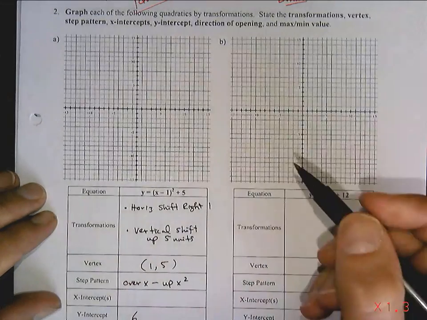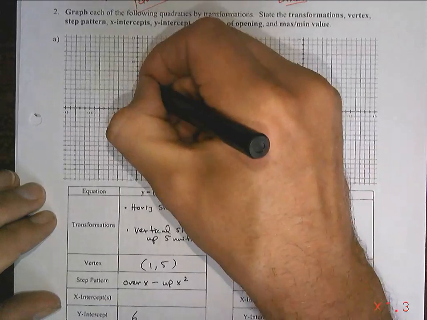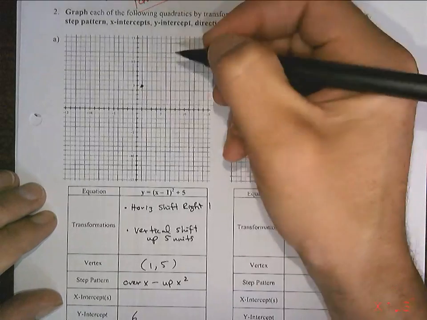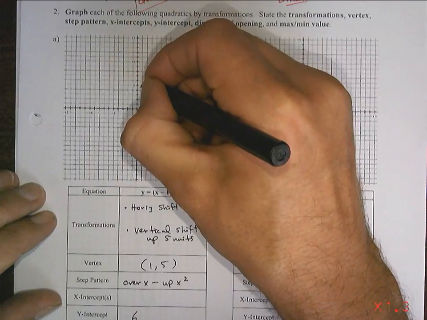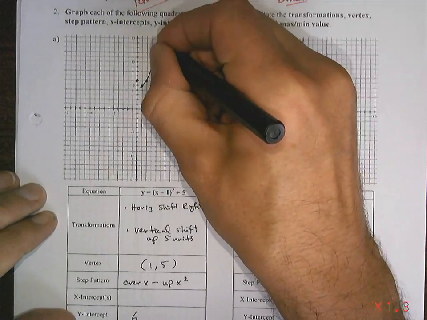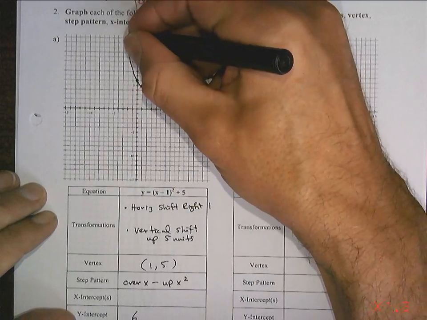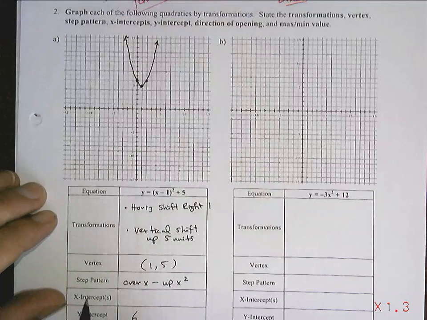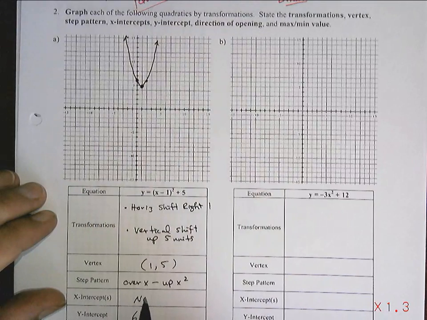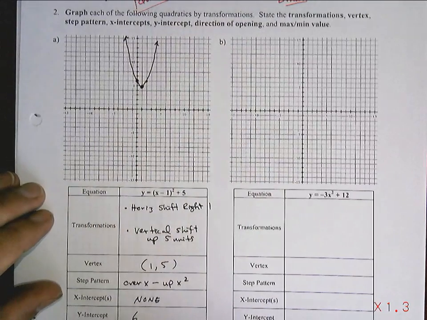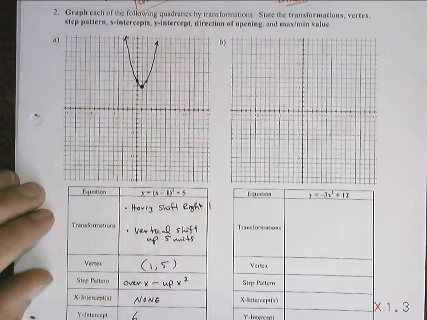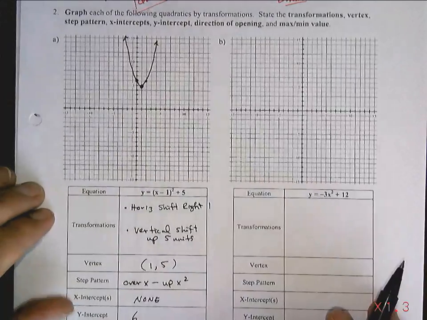I can now go and sketch everything that I want. 1, 5 is here. Over 1 up 1. Over 1 up 1. Already I know that it's going to look something like this. I don't really care too much. And I know that there's no x-intercepts because the vertex is above the x-axis and it opens up. So there's none. And I'm good to go. I have my vertex, I have my y-intercept, and there's no other point that I really need. Okay, let's look at the next one.